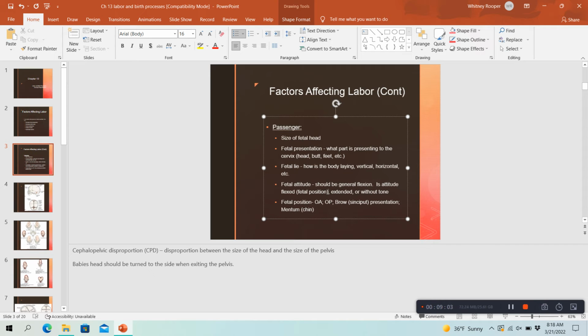We want the head and neck flexed because we want this part of the baby, the occiput, to present first. This is the occipital bone right here, and this is the posterior fontanelle. In a perfect scenario, we want to see the occiput presenting to the cervix. That's what should be coming out first. If it's the brow, the chin, the face, or anything else, you're going to have a problem.